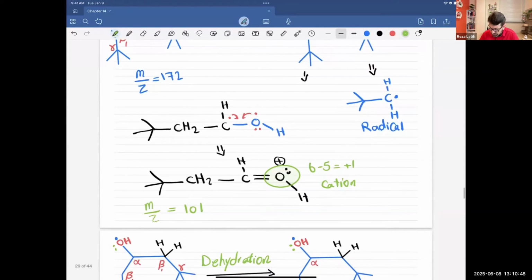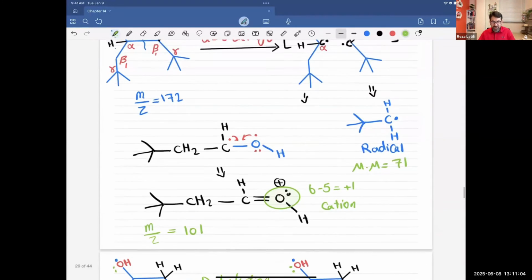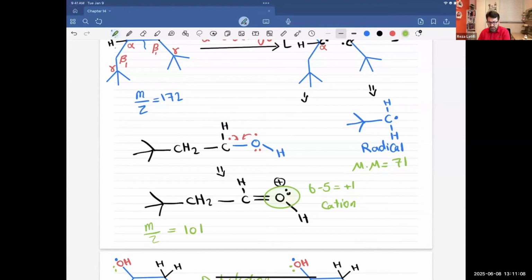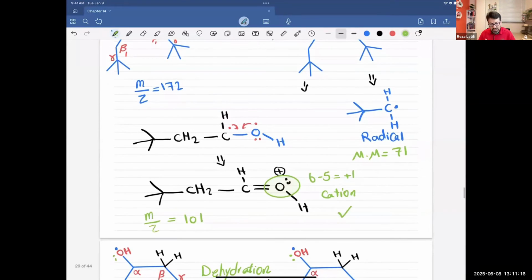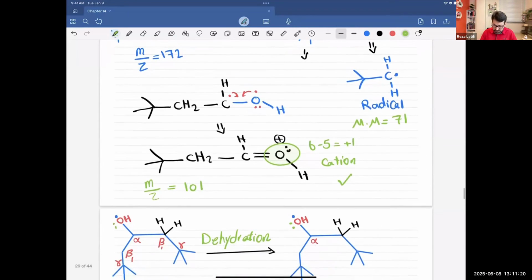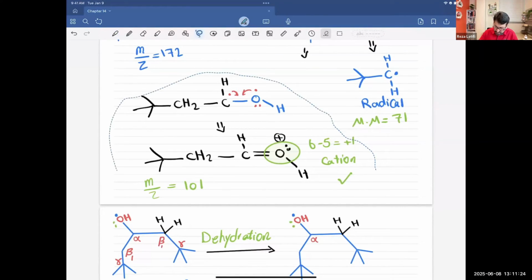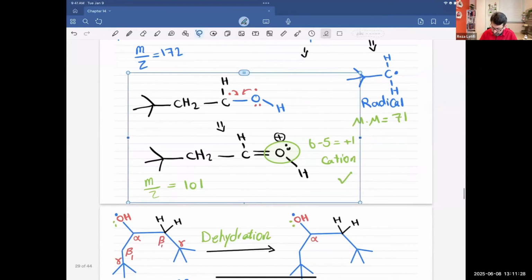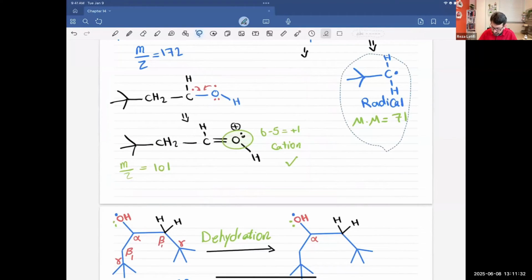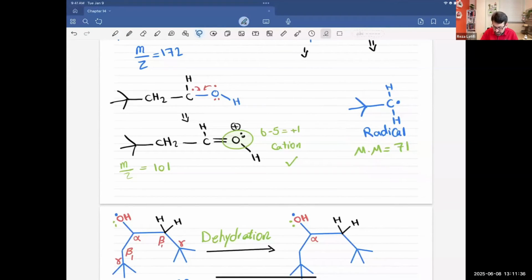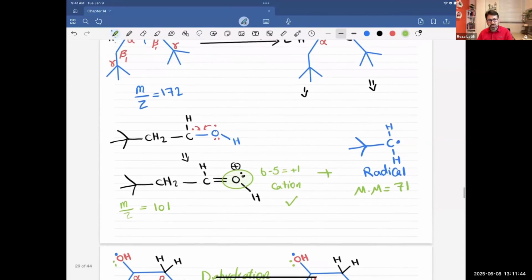Okay, and how about the radical? The mass for the radical, I'm saying mass, or I can say the molar mass, is 71. Okay, remember we started with 172. We lost a radical of 71, and we got one species that is a cation and is 101. And we will see this inside the spectrum, but the radical is not going to show up. So if I want to summarize my product, I will get a radical plus a cation. The radical will not be seen, but the cation we will detect. And this species, we got it through alpha cleavage.